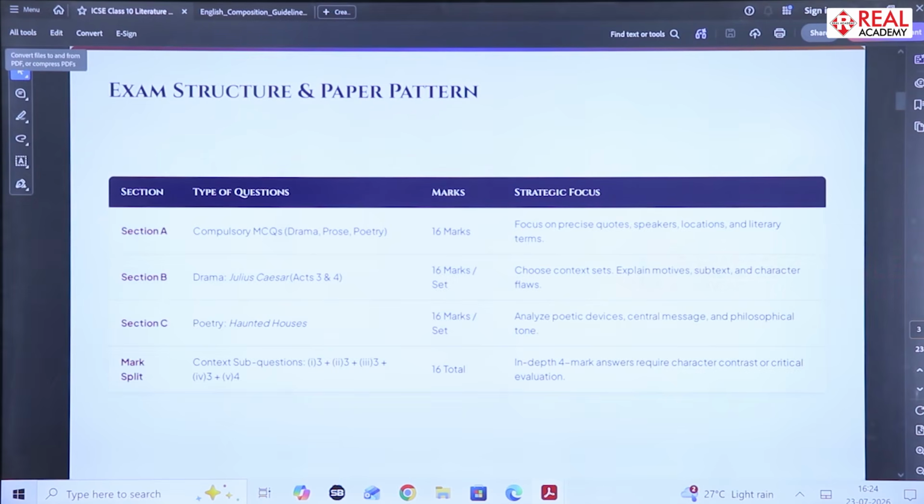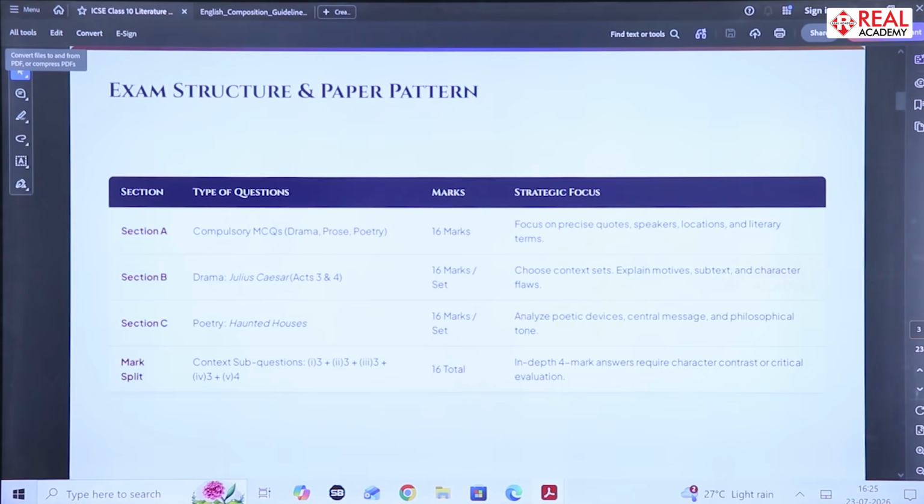Now, what to focus on: choose context sets. Explain motive, subtext, and character flaws. Section C is poetry, which is also of 16 marks, where we need to analyze poetic devices, central message, and philosophical tone.